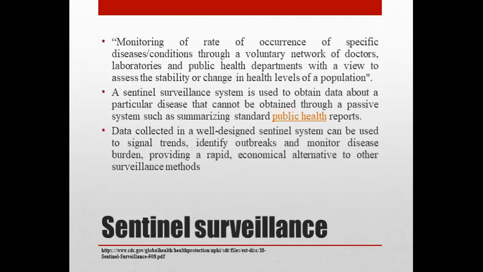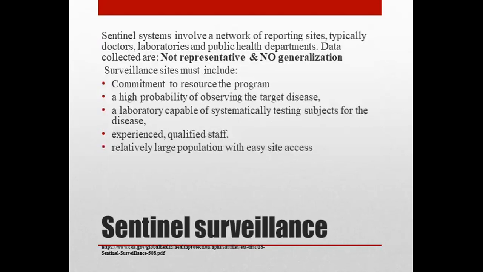Sentinel surveillance is the monitoring of the rate of occurrence of a specific disease or condition through a voluntary network of doctors, laboratories, or public health departments, with a view to assessing the stability or change in the health level of the population. A sentinel surveillance system is used to obtain data about a particular disease that cannot be obtained through a passive system. Data collected in a well-designed sentinel system can be used to signal trends, identify outbreaks, and monitor disease. A sentinel system involves a network of reporting sites, typically doctors and laboratories. Data collected are not representative and not generalized.